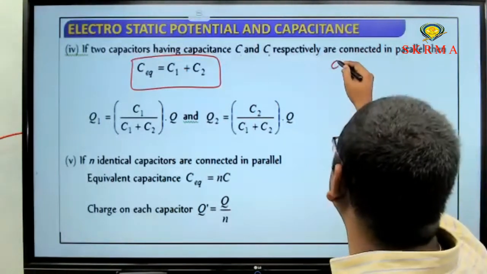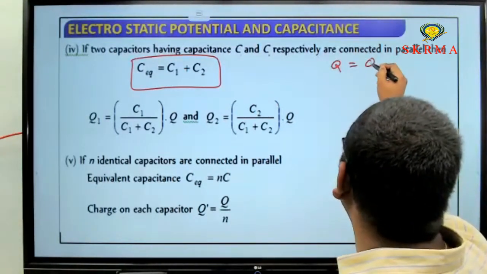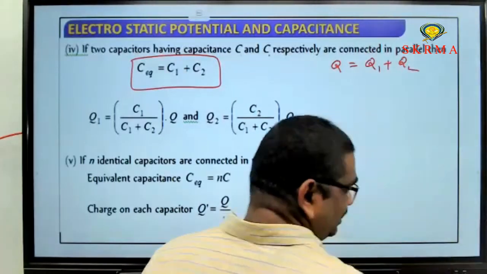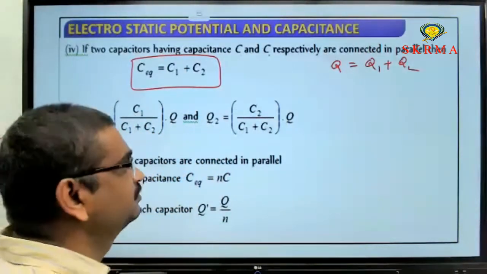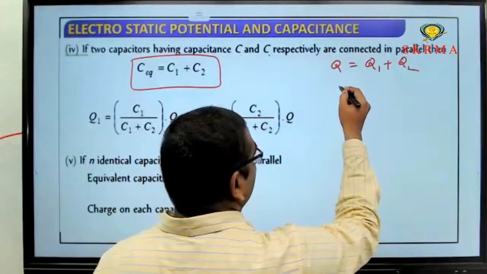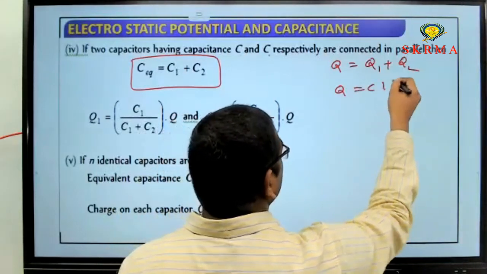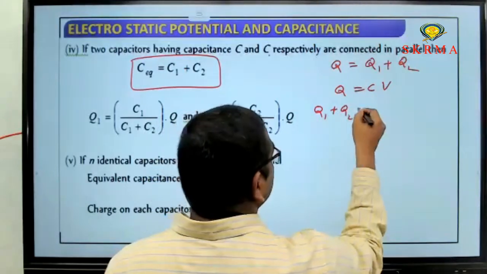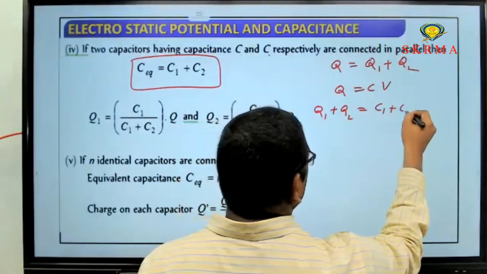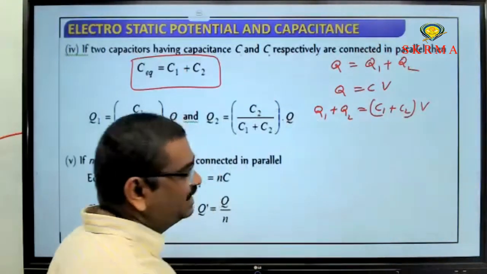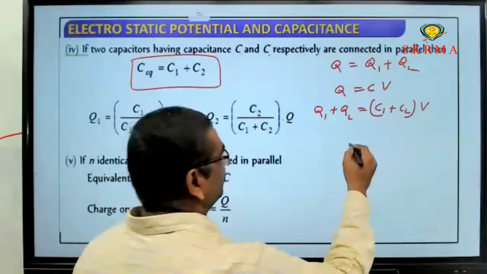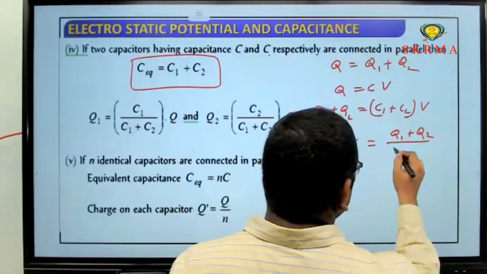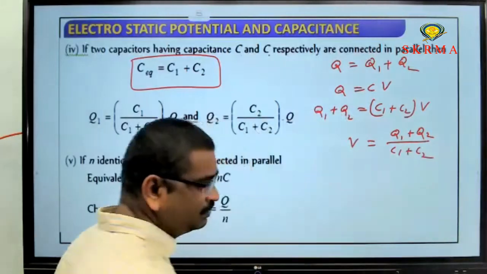So what is the total charge? Total charge Q equal to Q1 plus Q2. Now, from the equation Q equal to CV, just substitute the values here. Q is nothing but Q1 plus Q2, and C is nothing but C1 plus C2, into V. So here is the potential value: V equal to (Q1 plus Q2) by (C1 plus C2).